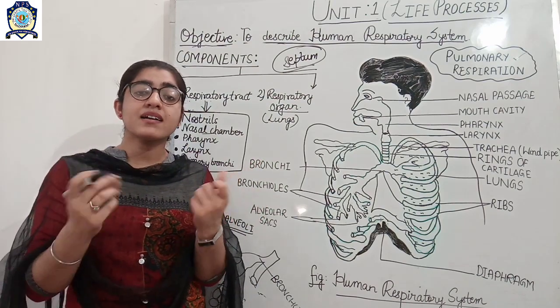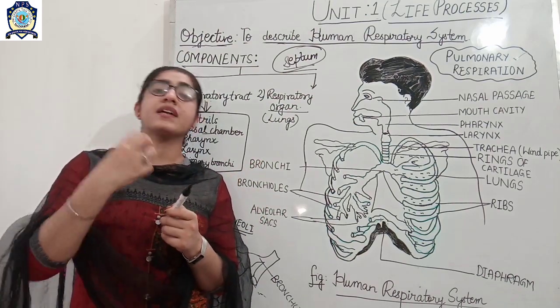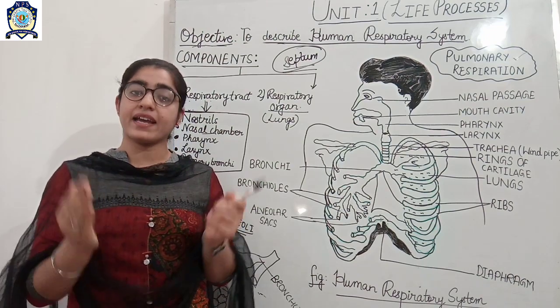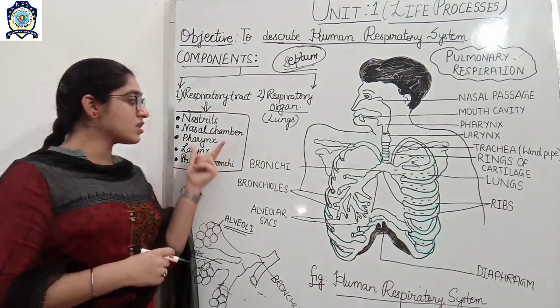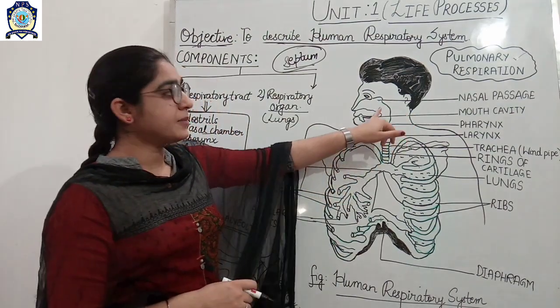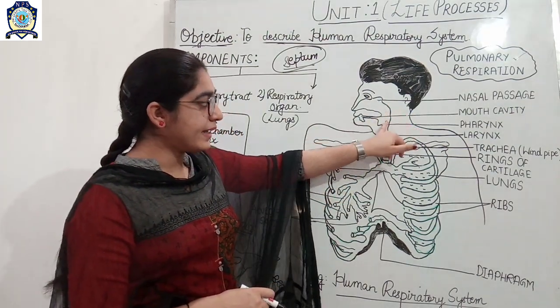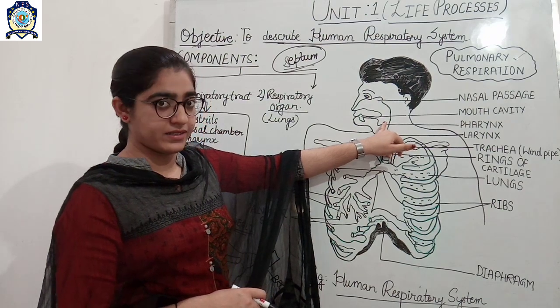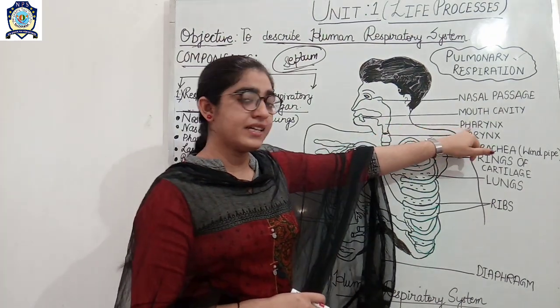तो mucus क्या करता है? Mucus entraps the dust particles and keeps the air clean. So this was about the nasal chamber. After the nasal chamber, the air enters into the pharynx. The question arises, what is the pharynx?